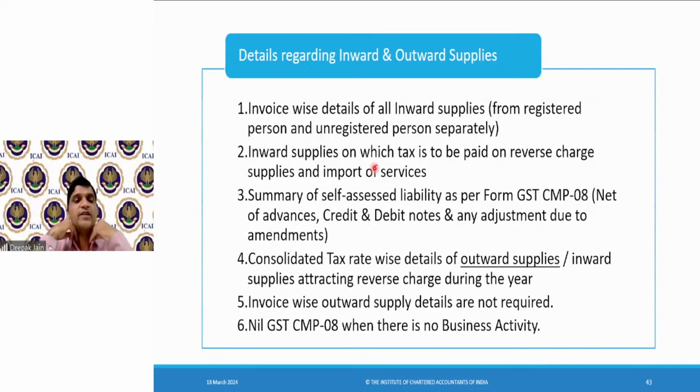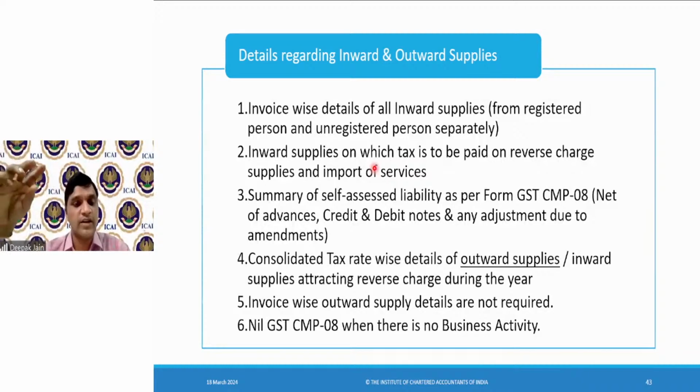Then consolidated tax rate-wise details, which means invoice-wise details, like how we do in GSTR 1, are not required to be mentioned. A composition dealer, very importantly, you have to note this, does not have to mention invoice-wise details in outward supplies. He will have to maintain the records, but reporting has to be consolidated.